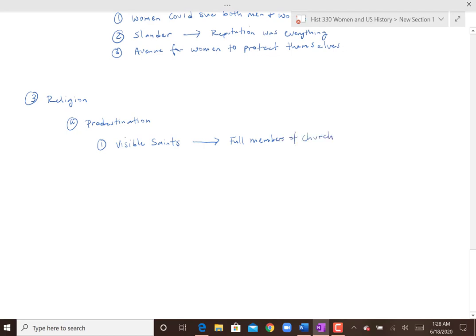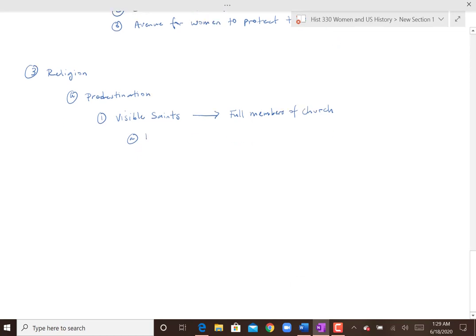And most of the time, if your husband was a visible saint, you were as well. But what's interesting is that it was an individual thing. So women didn't automatically become a visible saint just because their husband was. There were two things that were required to be a visible saint. One is that you had been baptized, and the other was that you had had a conversion experience.